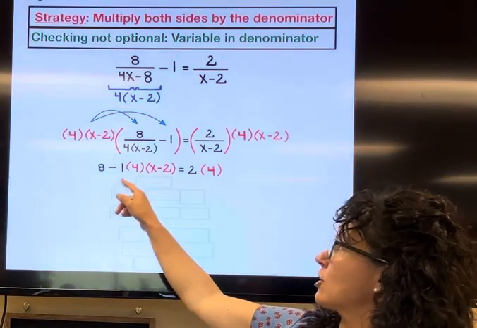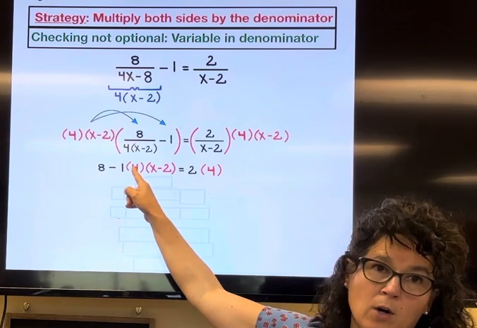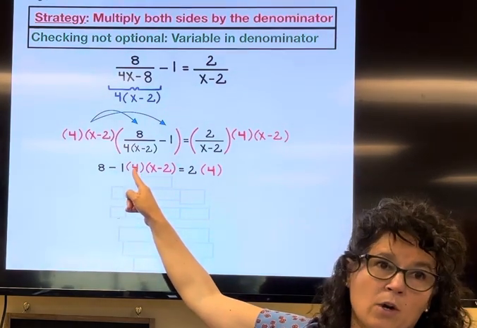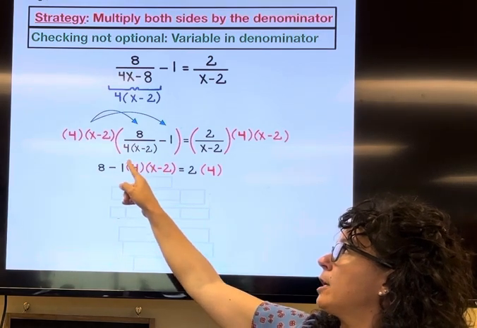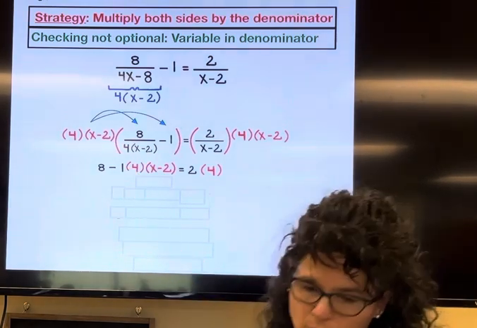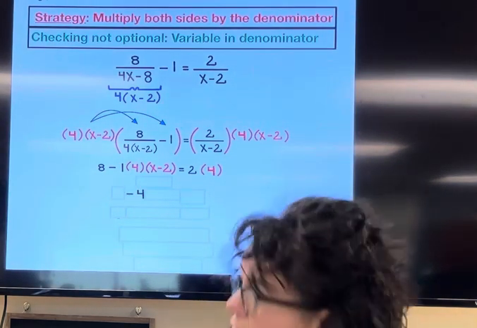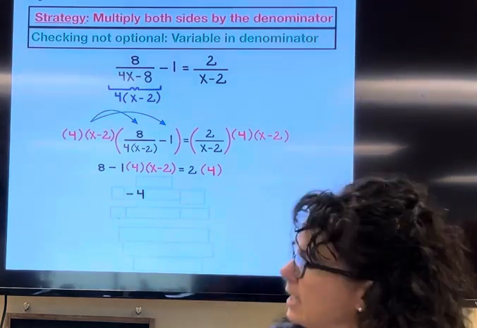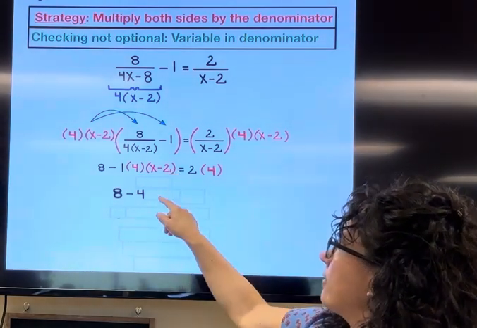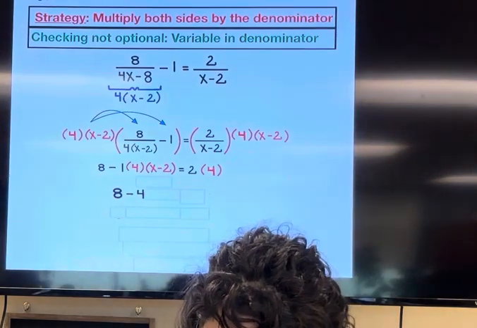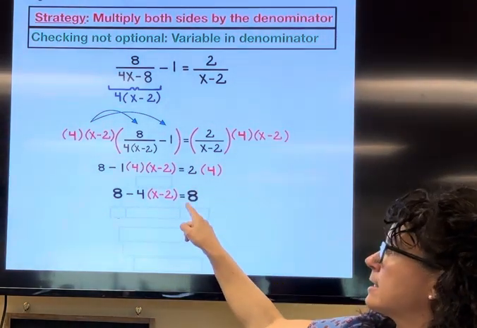Okay, now in this little section right here, I'm going to take negative 1 multiplied by 4 and change that to minus 4, and then minus 4 times x minus 2. So I'm only going to rewrite that as a minus 4 right there. So let's change the negative 1 times 4 to negative 4. I'm going to bring down the 8, and I'm going to bring down the x minus 2, and I'm going to bring down this part. 2 times 4 is 8.